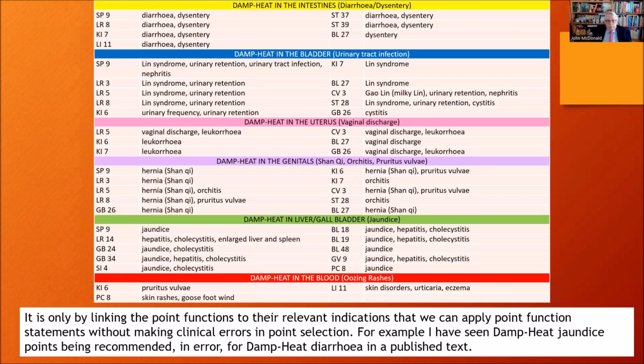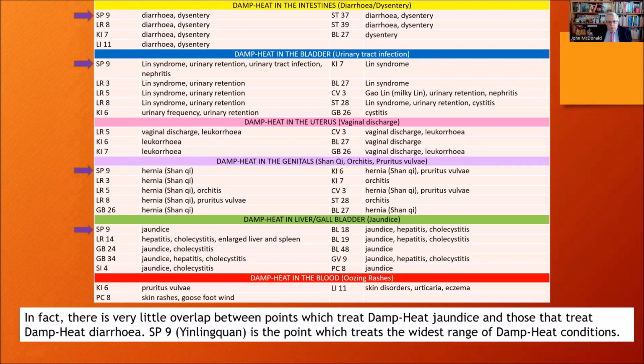It is only by linking the point functions to their relevant indications that we can apply point function statements without making clinical errors in point selection. For example, I have seen damp heat jaundice points being recommended in error for damp heat diarrhea in a published text. In fact, there is very little overlap between points which treat damp heat jaundice and those that treat damp heat diarrhea. Spleen 9, Yinling Chuan, is the point which treats the widest range of damp heat conditions.